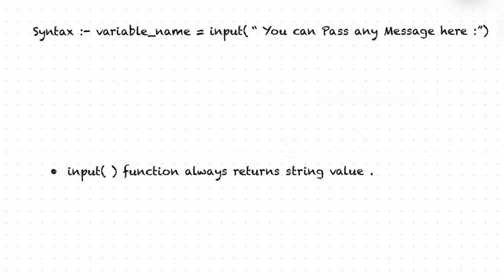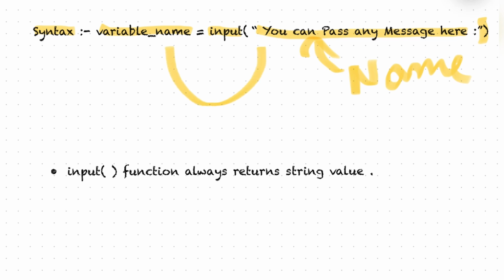Now let us look at the syntax of how to take input from the user. The syntax is, first we write the variable name, then we take input, and you can write any message over here. Suppose you want to write something like, enter your name, you can write any message, and we'll close the bracket. Now when the user enters any value, the input will be assigned to the variable name.